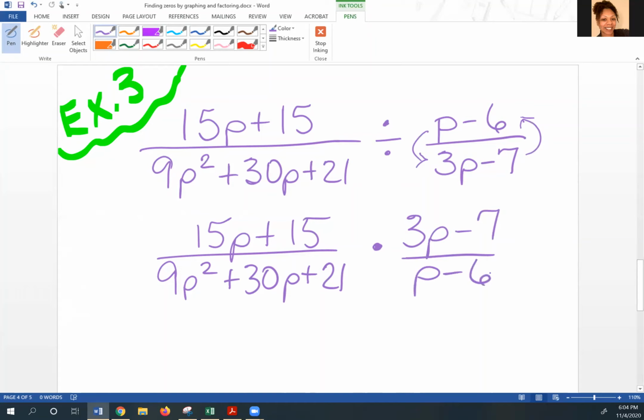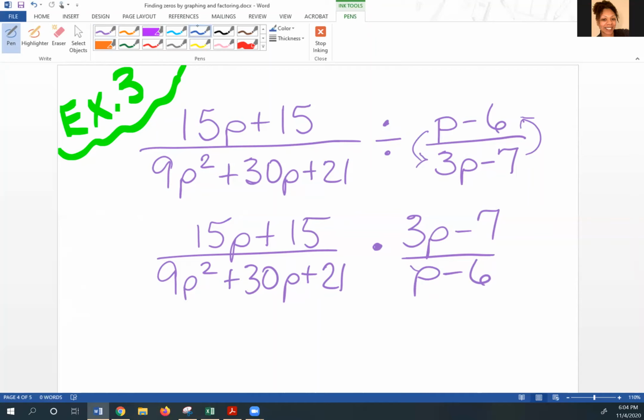Okay, so again, I want to look for anything that would make my denominator 0. I definitely don't want that. So that's going to be an excluded value. Actually, it'll probably be better to factor it first and then go back and find that. So that's what we're going to do.